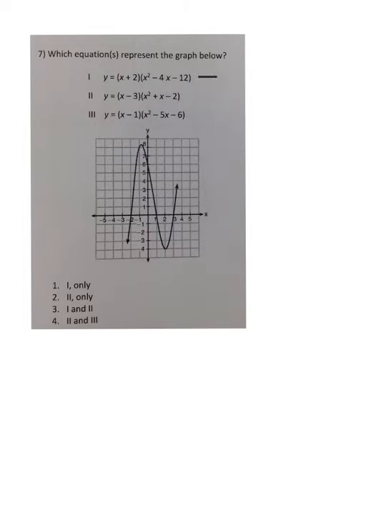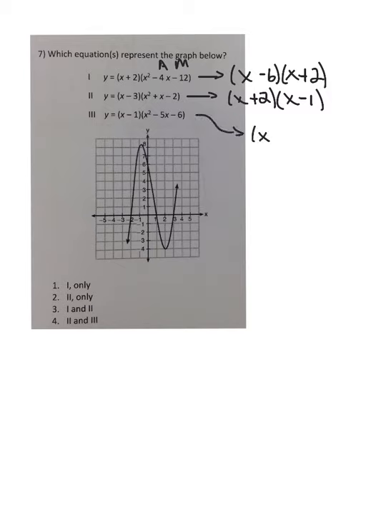So I'm just going to factor those trinomials over here. What adds to negative 4 and multiplies to 12? So that's going to be x minus 6 and x plus 2, right? Okay, and then this one is going to be x plus 2 and x minus 1. And this guy right here is going to be x minus 6 and an x plus 1.